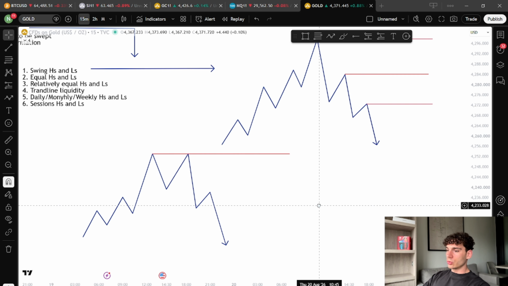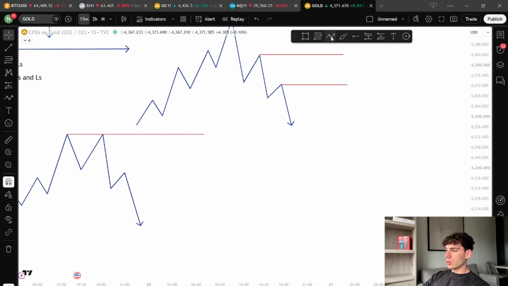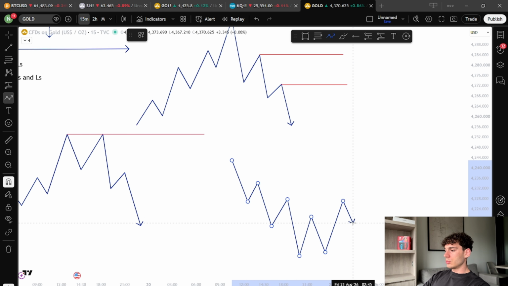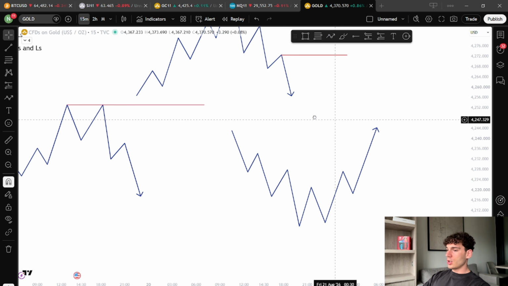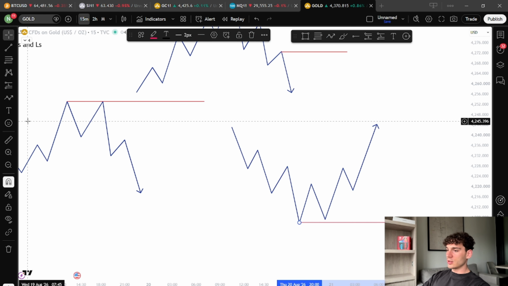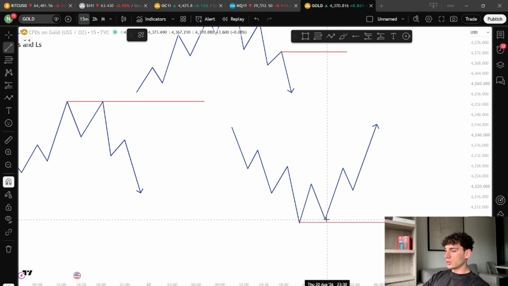And then if you go to relatively equal highs and lows, I'm going to do the opposite direction this time. So this is low, boom, the price went up, boom, boom, boom. As you can see, those lows, like in this example, are relatively equal. That's why it's called relatively equal low.